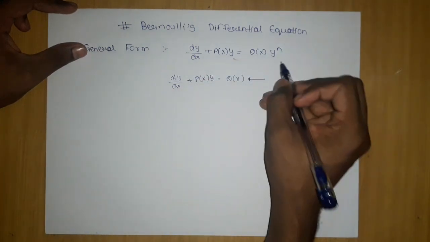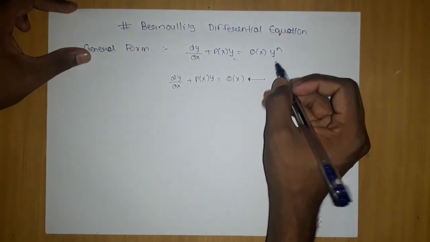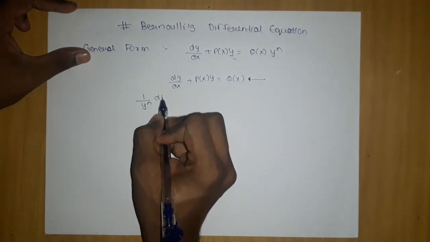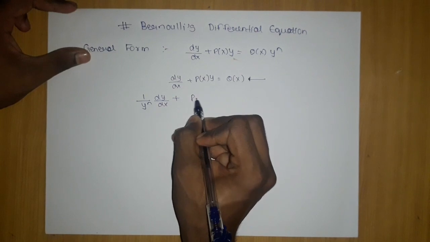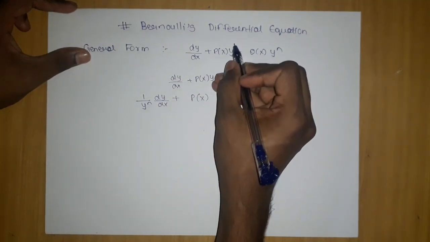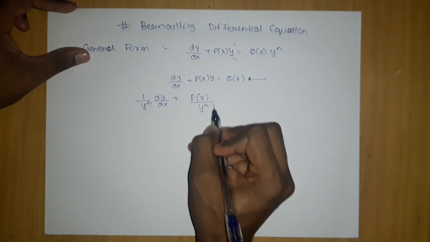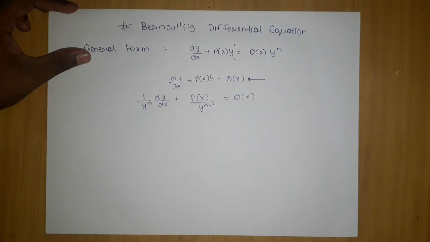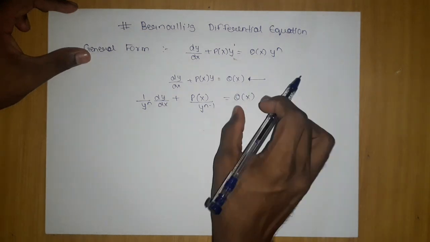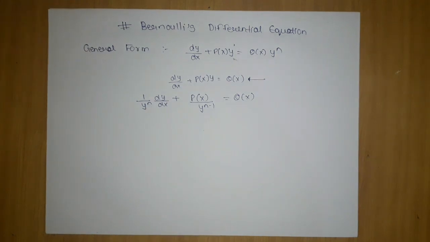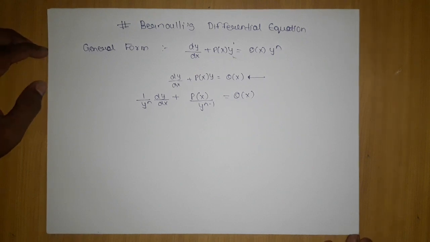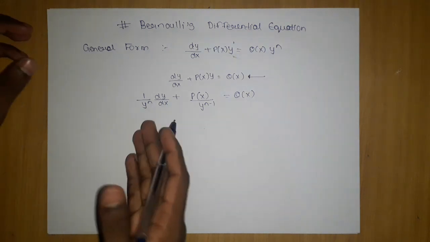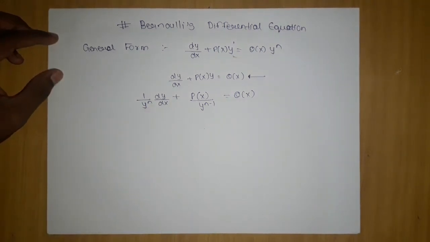To do that, we will divide throughout by y power n. If we divide throughout by y power n, we will have 1 upon y power n into dy/dx plus p of x into y power 1 minus n, that is y power n minus 1 in the denominator, equals q of x. The thing in our favor is that q of x is now alone. But what is not in our favor is that, as we studied in linear differential equation, the coefficient of dy/dx or dx/dy should always be 1. We have seen problems on that in the previous session. But here the coefficient is 1 by y power n.